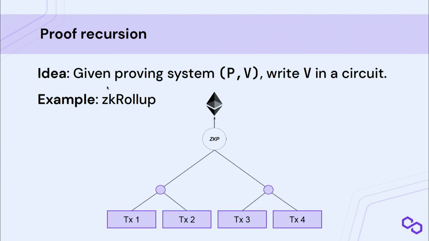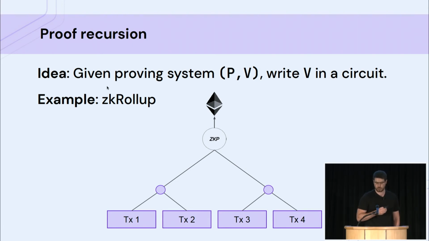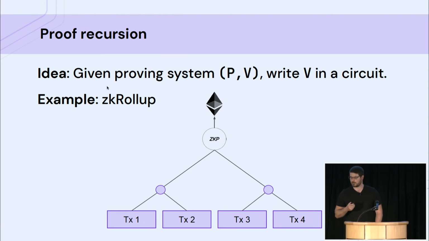So as I said, it's built for proof recursion. So what is proof recursion? The idea is that you want to generate a proof that another proof is valid. And the easiest way to do so is, given a proving system with a prover P and a verifier V, you want to write the verifier in a circuit.